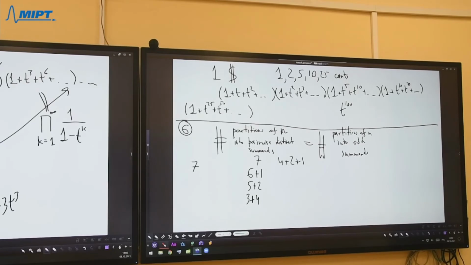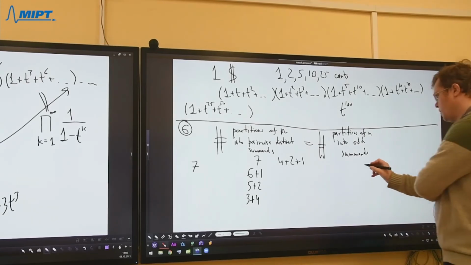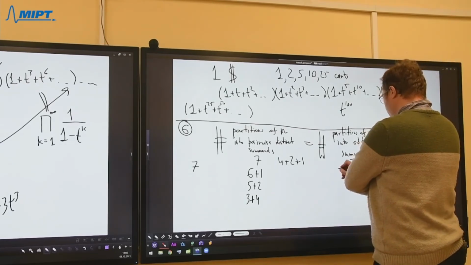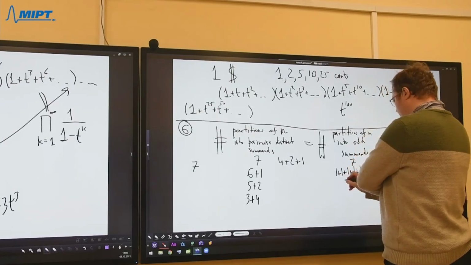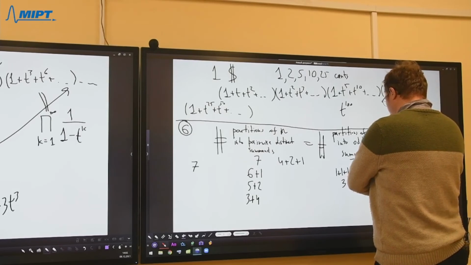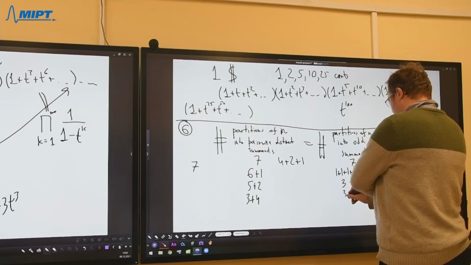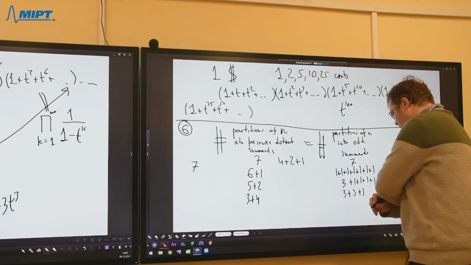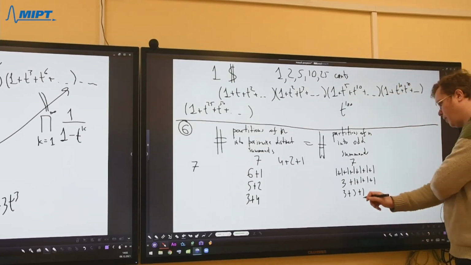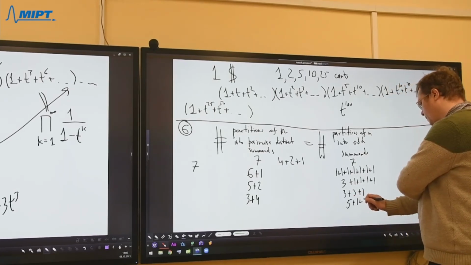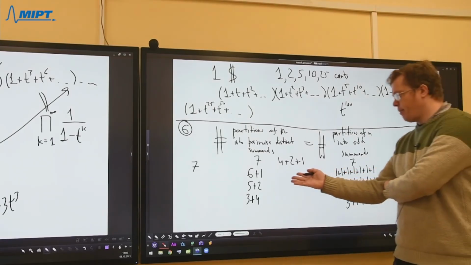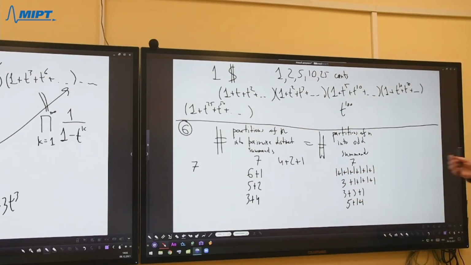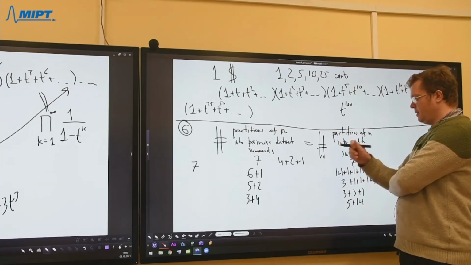Okay, let's start taking them into odd summands. Here we have 7, we have 7 ones, we have 3 and 4 ones, we have 3, 3 and 1, and we have 5 plus 1 plus 1. Okay, we can see that here we have 5 possible partitions, and here we have 5 possible partitions. So, for example, for 7, this is true.